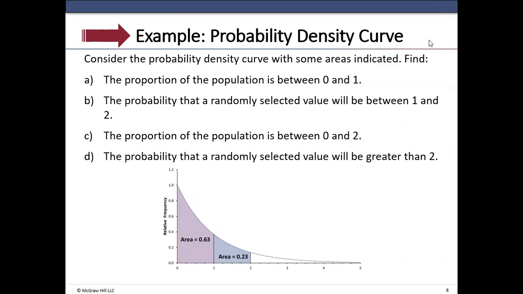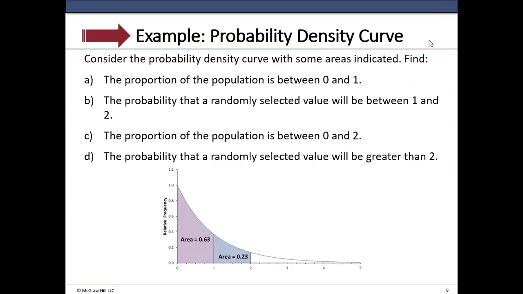Consider the probability density curve with some areas indicated. Find the proportion of the population between 0 and 1. That area is 0.63, so 63% of the population is between 0 and 1. The probability that a randomly selected value will be between 1 and 2 is 0.23. So there is a 23% chance that a randomly selected value will fall between 1 and 2. The proportion of the population between 0 and 2: you add up the two areas, 0.63 plus 0.23 is 0.86. So 86% of the population is between 0 and 2.